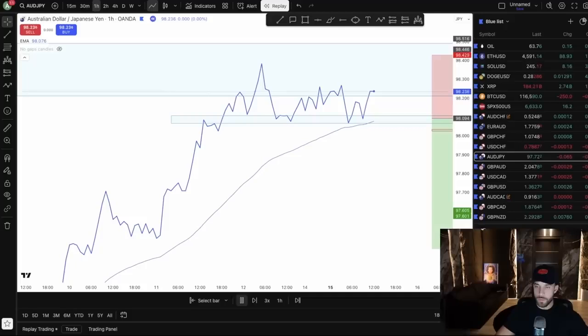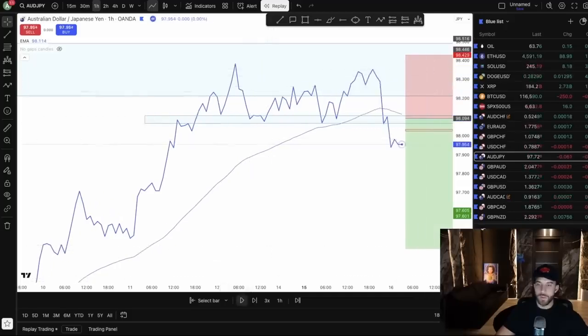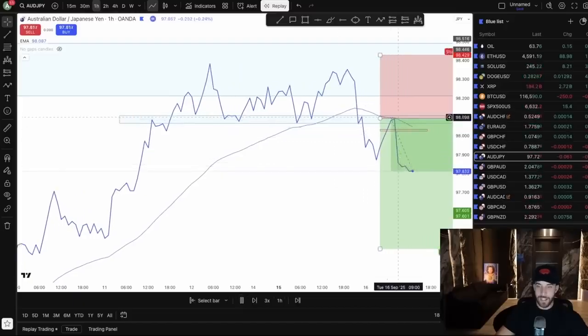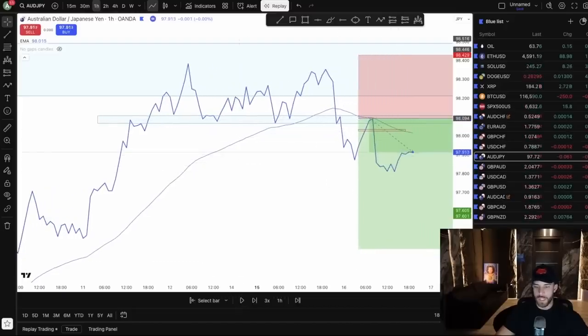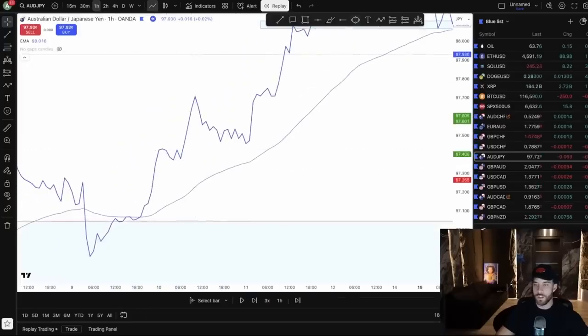There, we almost broke the neckline. We did nothing, went up to the upside. And then over here, we actually broke the neckline, came back and retested it. And then we had a beautiful sell to the downside. This is just based off of pure market structure. You can see here how this was a head and shoulders that never broke the neckline.